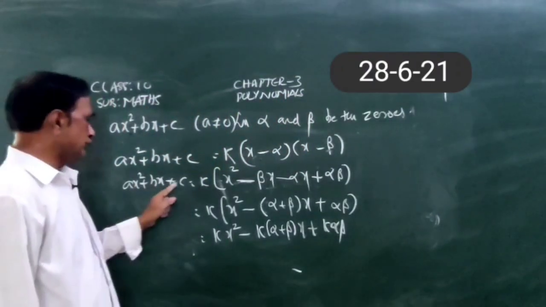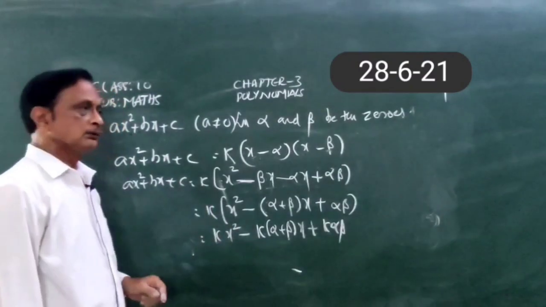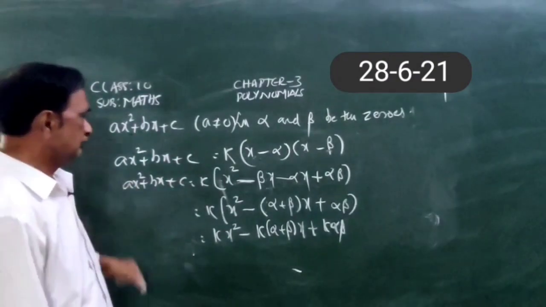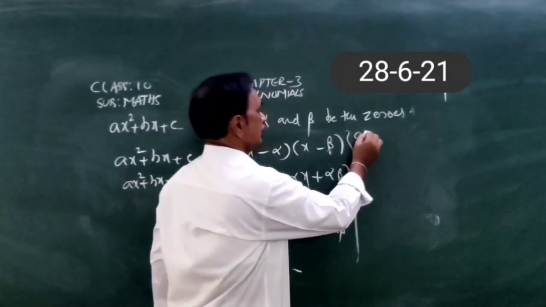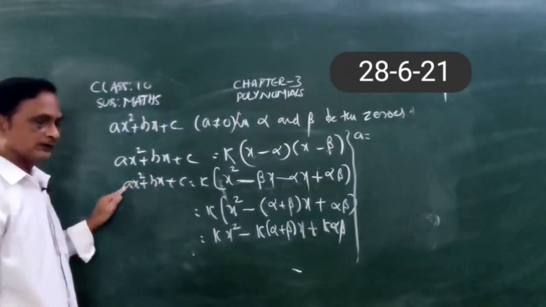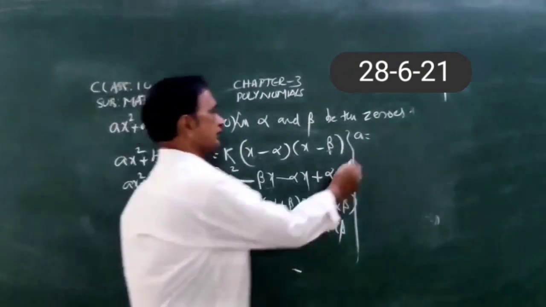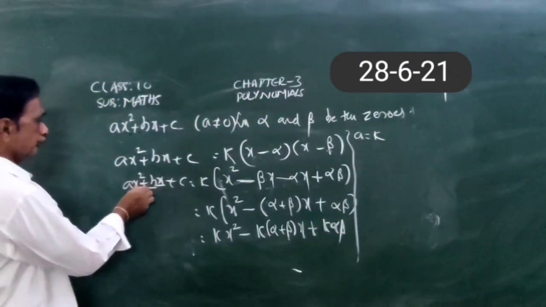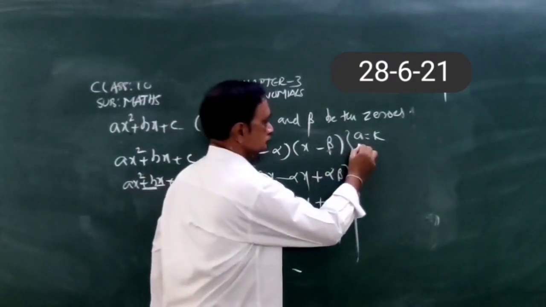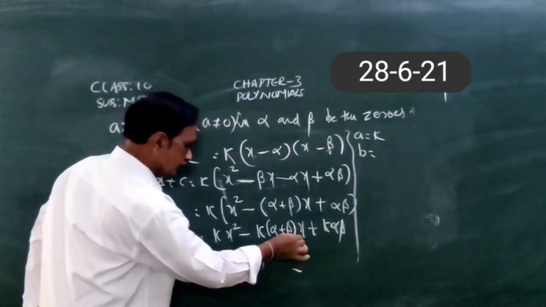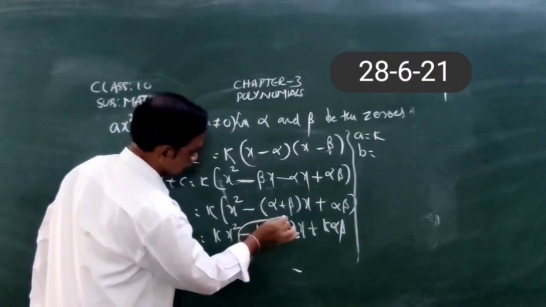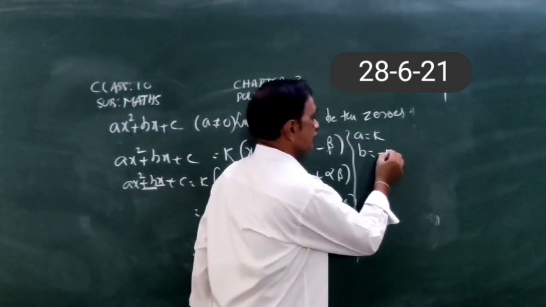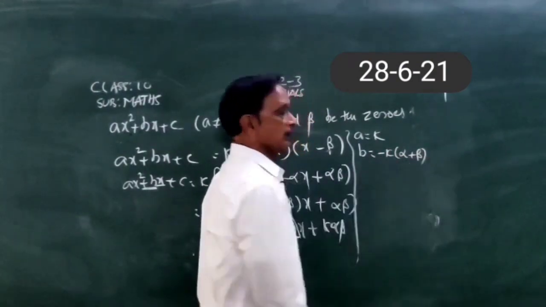Here also, for what value of a, b, c are these two polynomials equal? So comparing the coefficients of x square, x and constant. Here, coefficient of x square equal to what? A. Then what is the coefficient of x? K. A equal to k. What is the coefficient of x here? Plus B. But what is the coefficient of x here? Minus of k into alpha plus beta.